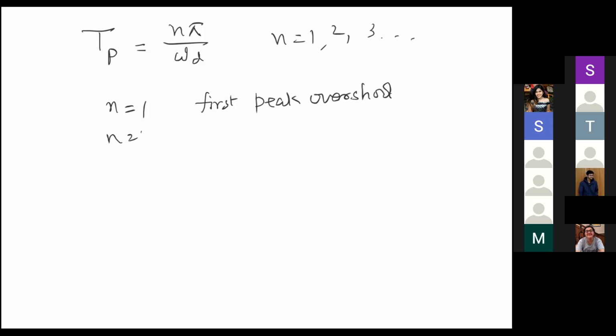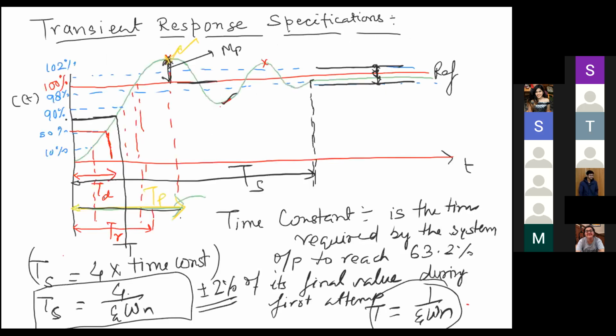When n is equal to 2, it will give you the second peak overshoot. In general, what we studied for first overshoot, Tp, is nothing but pi by omega d. But if we want to calculate the second overshoot time, then this Tp is nothing but 2 pi by omega d.